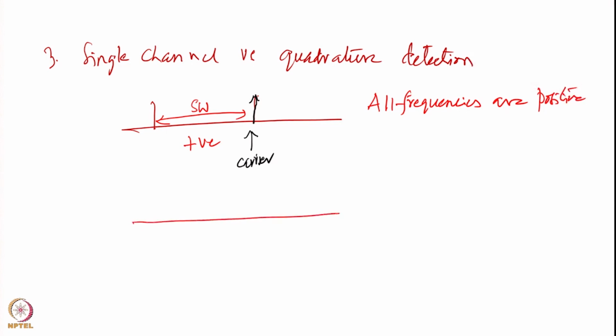Suppose I do an experiment where this is again my same spectral width, and I bring my carrier here. What that means is I have positive frequencies here and negative frequencies here. Okay, so we have both positive and negative frequencies.